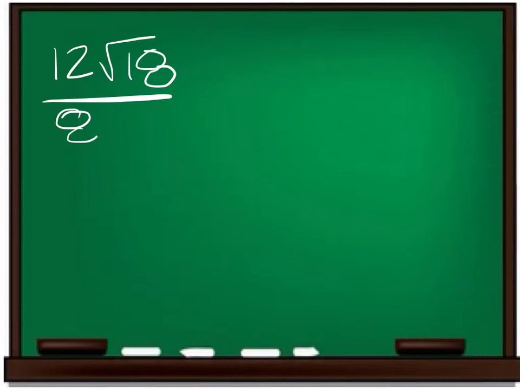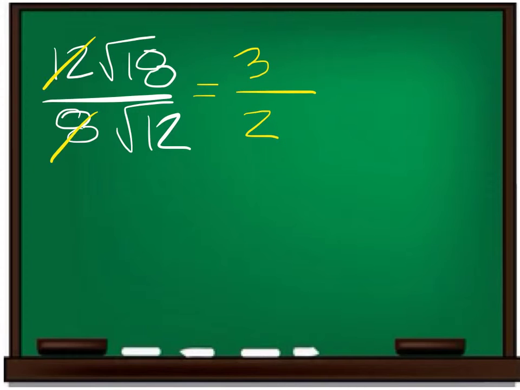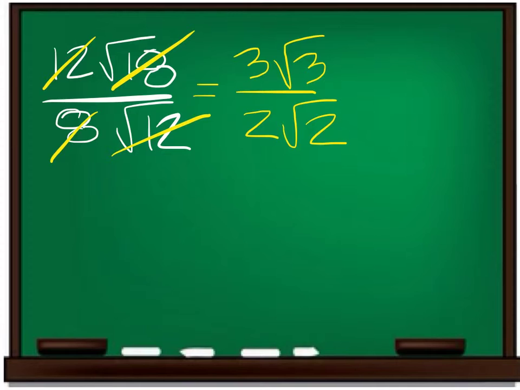Example 3. This one is 12 square root of 18 over 8 square root of 12. Before you do anything, see if you can simplify it and make it easier on yourself. 12 over 8, 4 goes into both of those. So that would be 3 over 2. And square root of 18 over square root of 12, you can factor out a square root of 6 out of both of those to get square root of 3 over square root of 2. And that's a lot simpler.